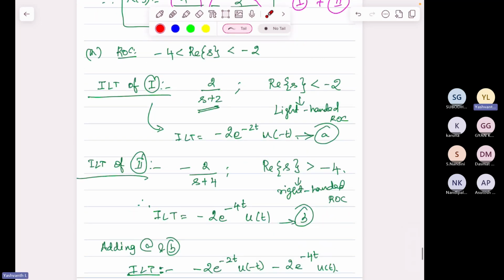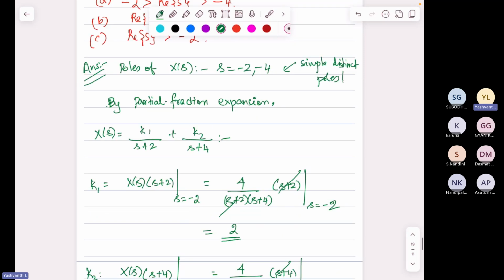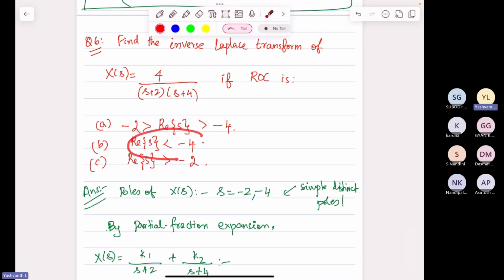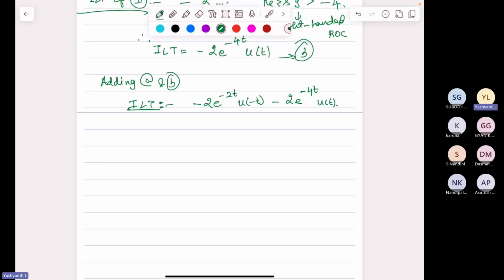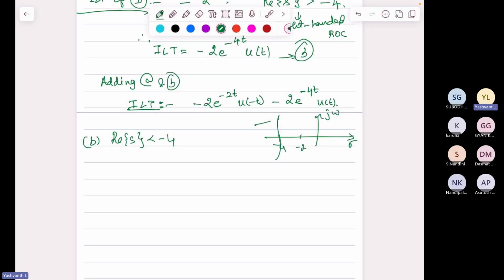Now let's move to the second case, case B, where the ROC is such that real part of s is less than minus 4. What does it mean? You have sigma and j omega, and you have minus 4 here, minus 2 here, and the ROC is here. If real part of s is less than minus 4, automatically real part of s is less than minus 2 also, because minus 2 is greater than minus 4. That means both are left-handed ROC.